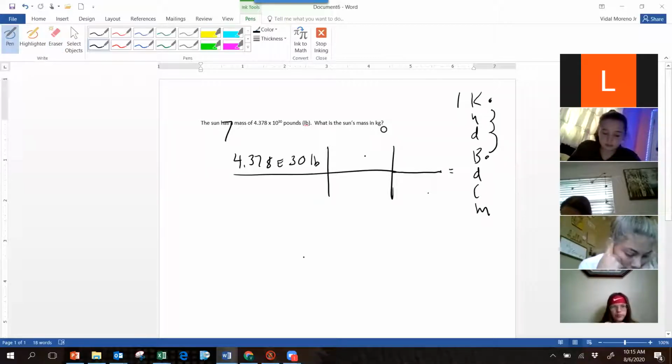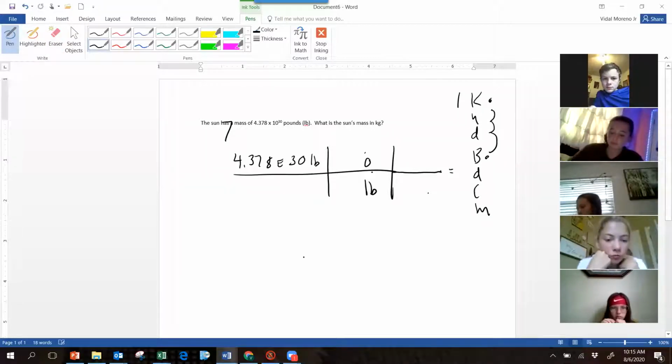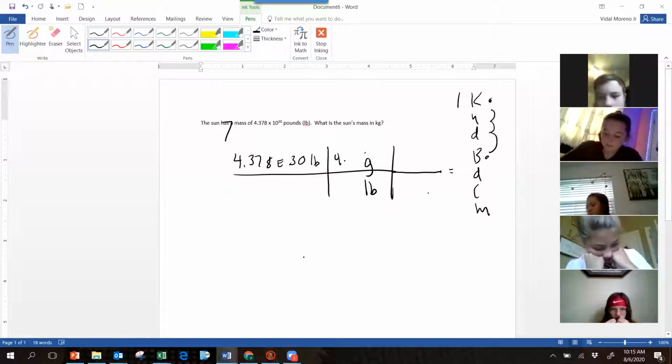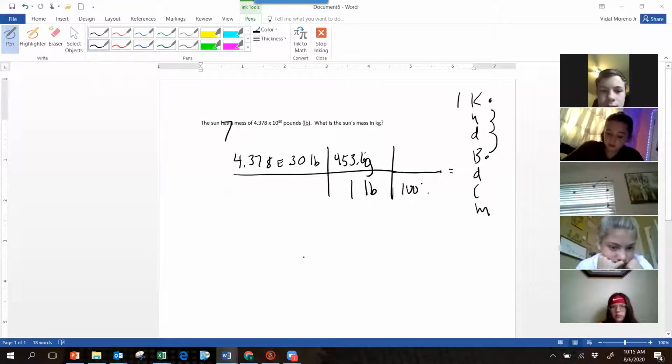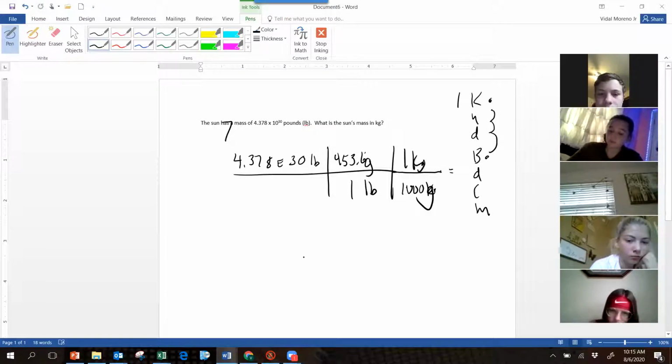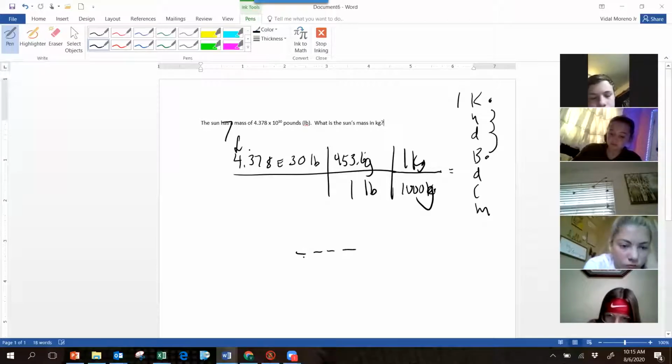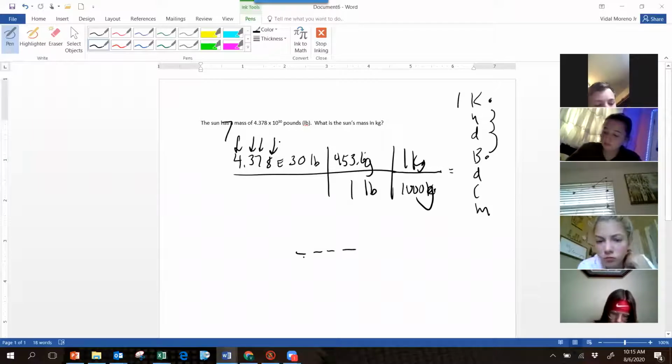Okay, so I need to convert pounds to grams, right? To 1 pound, and then 1,000 grams to 1 kilogram. That does it. And you should have 4 sig digs. 1, 2, 3, 4. 4 sig digs in your scientific notation.